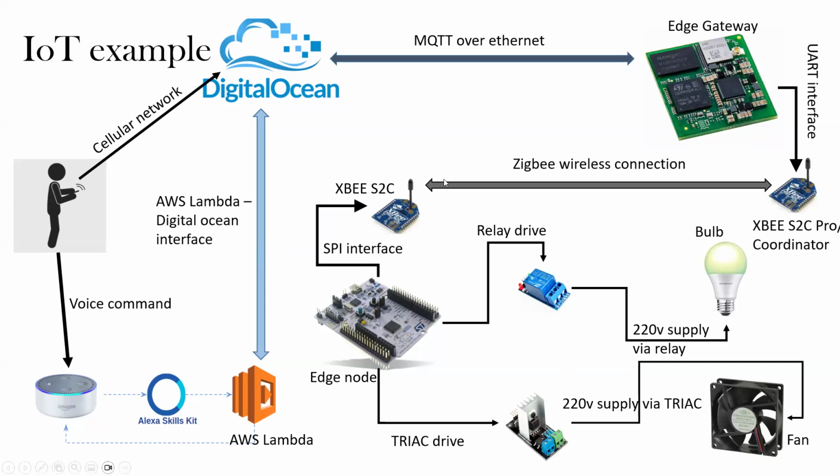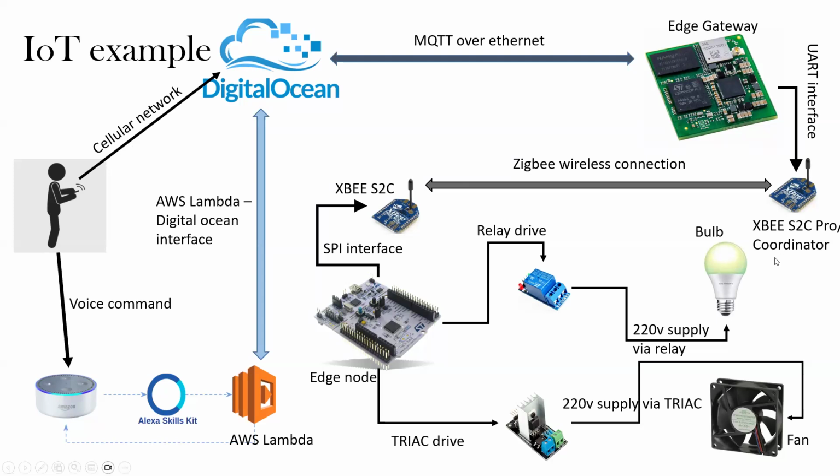In this case, the coordinator is communicating with the node, and the node is again attached to one of the controllers using the SPI interface. And when a user is sending some control, it is going to hit the network first, and from there it's going to reach the gateway.